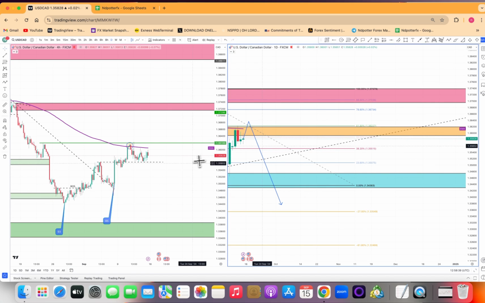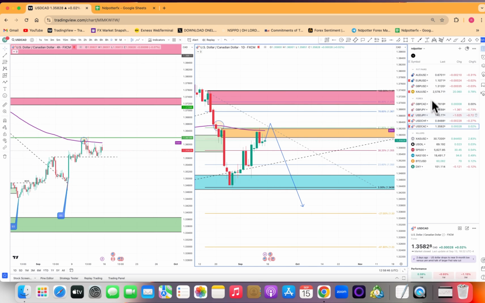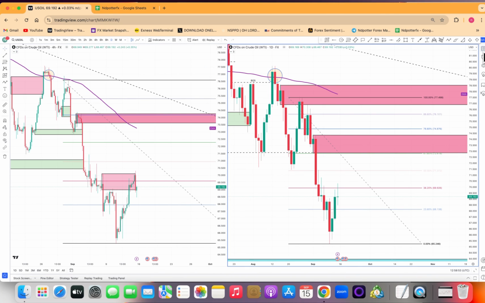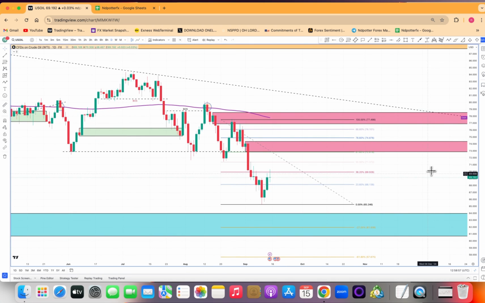So I'm not going to go through all the pairs. I'm only going through the ones I'm looking to trade for the coming week. So it will be difficult to go through all the pairs. But if you're on the Telegram group, you can always see me calling out a lot of trades.